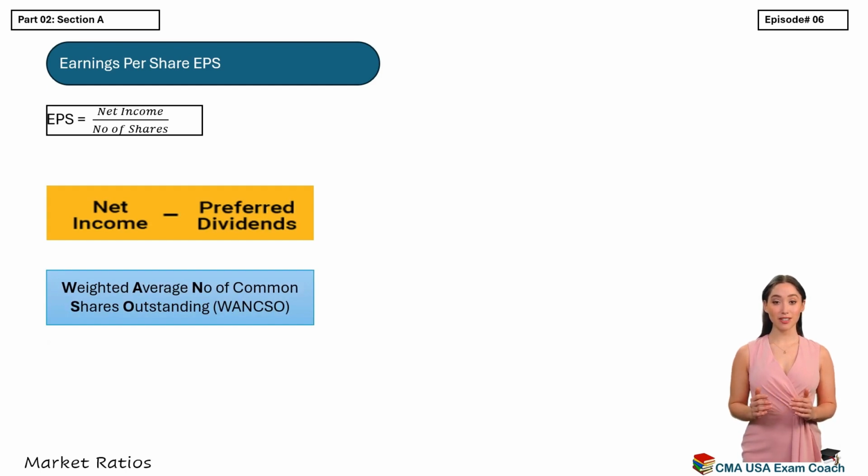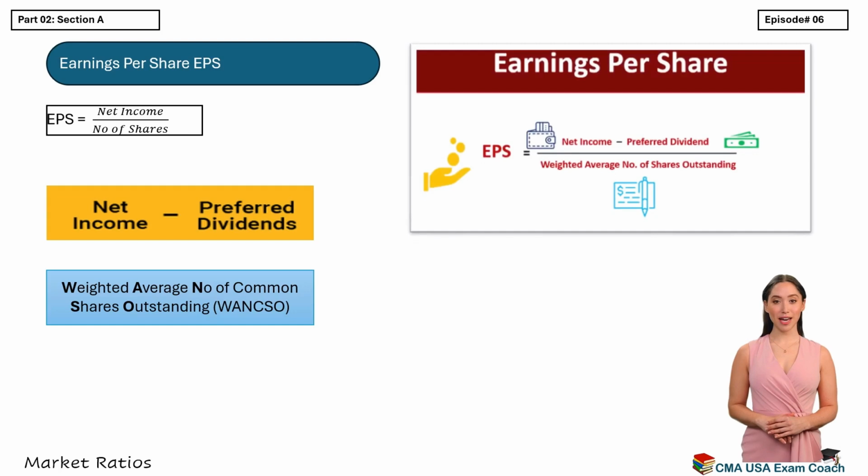This approach gives us a fair and accurate measure of how much each share truly earned over the period. So, to summarize, the correct EPS formula is EPS equals net income minus preferred dividends divided by weighted average number of common shares outstanding. We'll walk through this in detail with an example to make it even clearer.